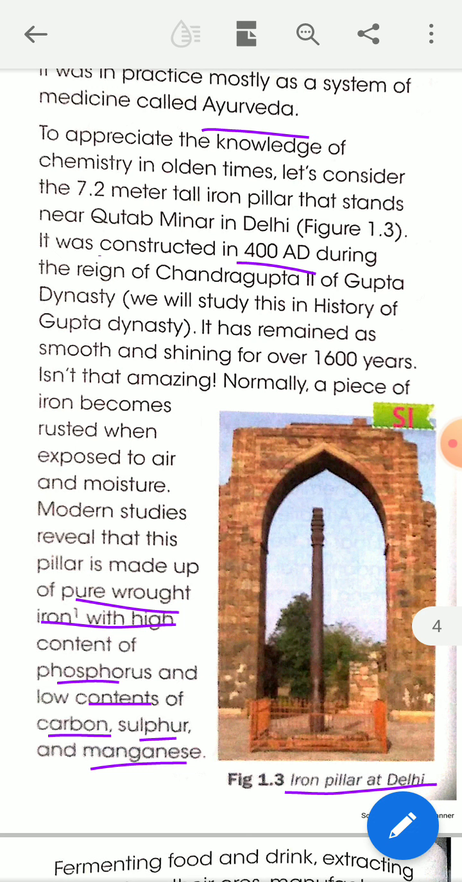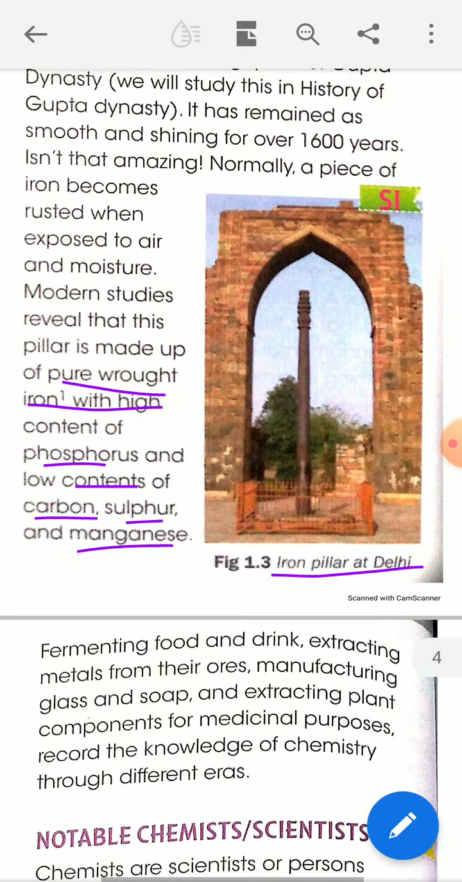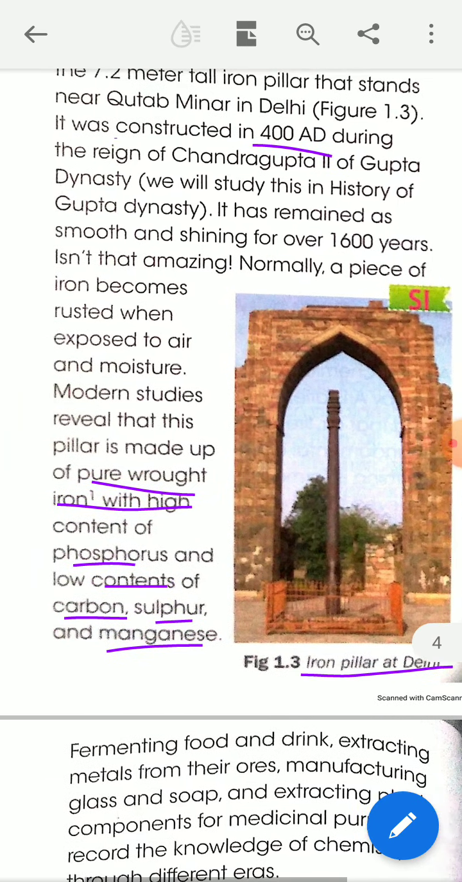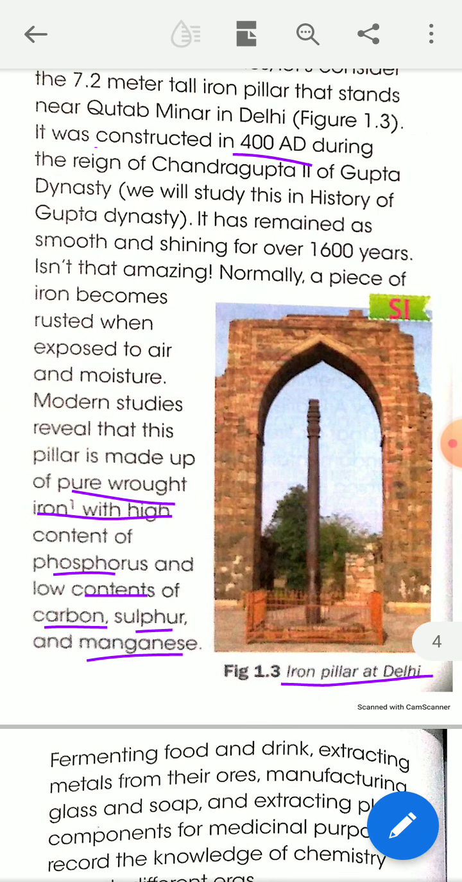But the modern studies reveal that this pillar is made up of pure wrought iron with high content of phosphorus and low content of carbon, sulfur and manganese. Okay, so this proved that in ancient India there were some alchemists, and they used the concept of chemistry. They made this pillar using the concept of chemistry.